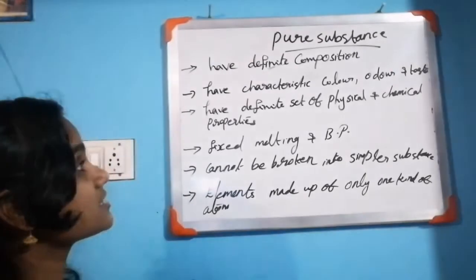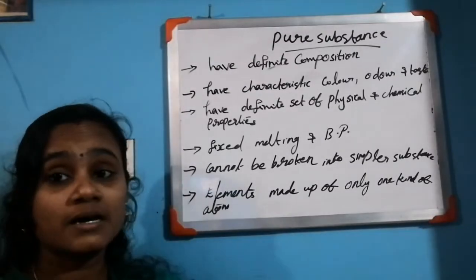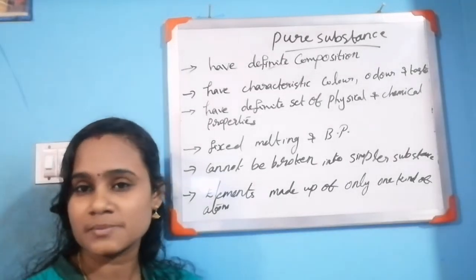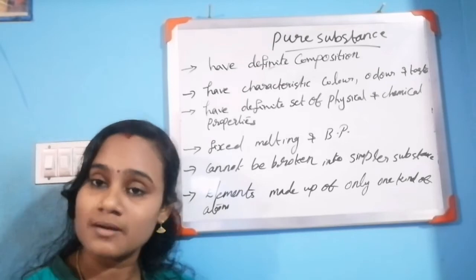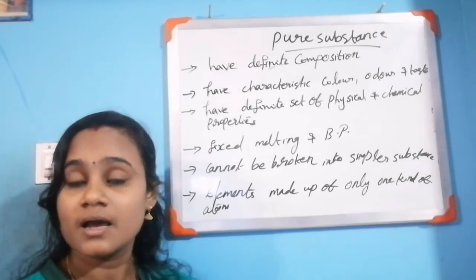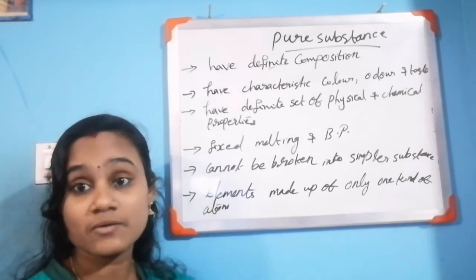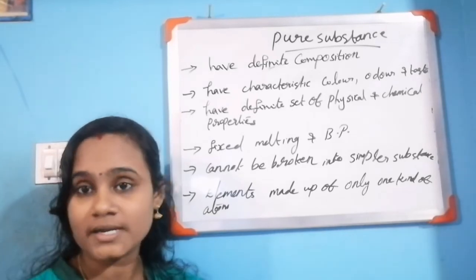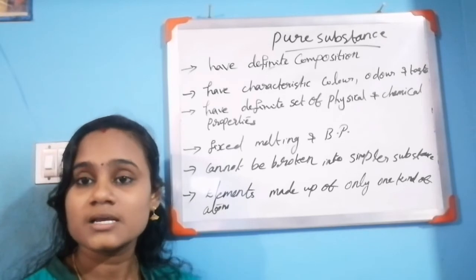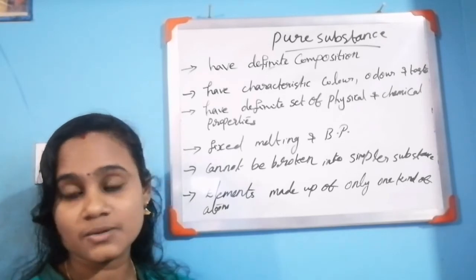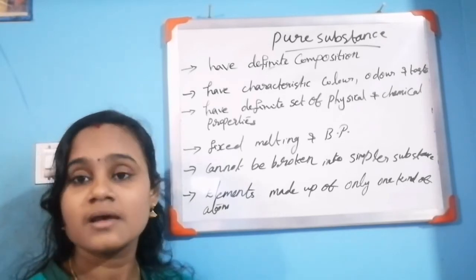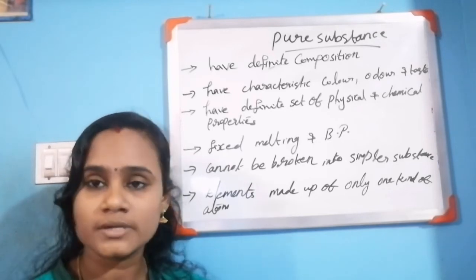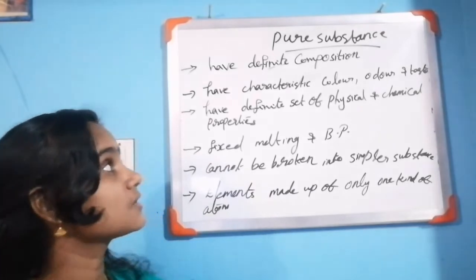Next point: it has characteristic color, odor, and taste. Examples of pure substances, please note: water, copper, gold, silver, iron. Gold has a golden color, silver has a silvery color. Oxygen, nitrogen, all the elements have odor, color, and taste. We know that.